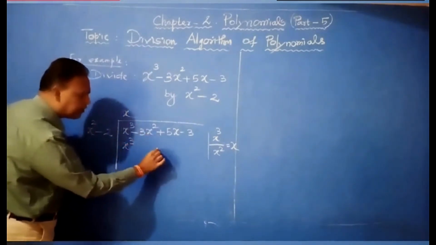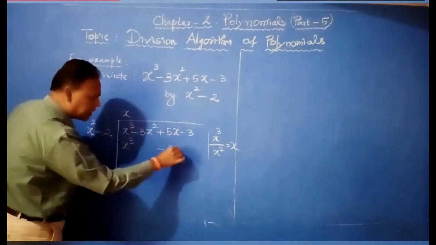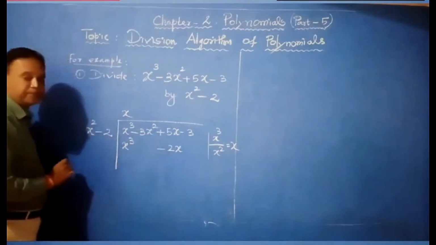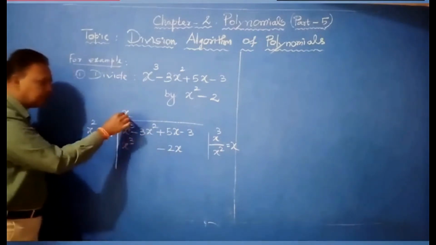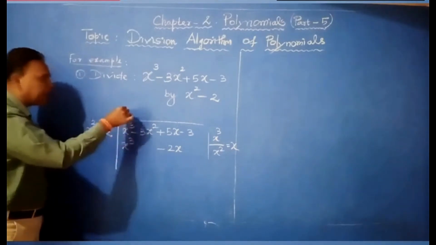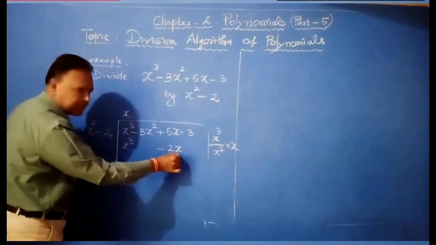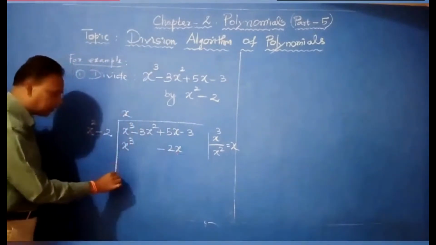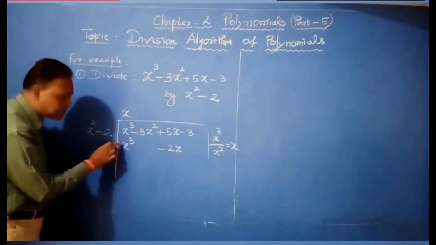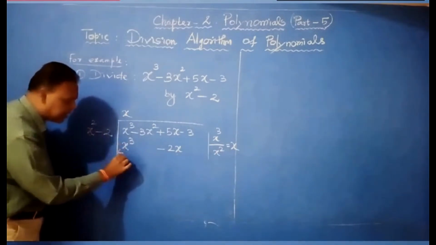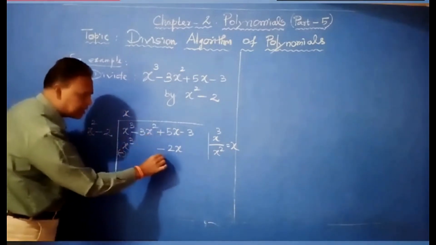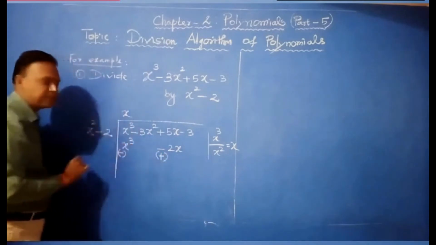So for our convenience, write it here. Corresponding x term you write. Clear? Minus 2x. So again I will tell, this x multiplied with this polynomial means x into x squared, x cube, x into minus 2, minus 2x. Now as usual, while dividing you have to subtract. While subtracting, what you have to do is change the sign. Here plus there means minus. Here no term, leave it. Here minus there means plus. You have to write. Clear?